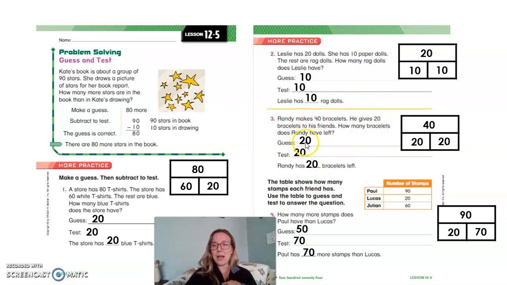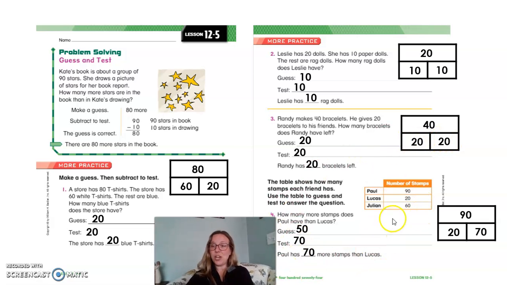Number 3, my guess was 20. If your guess was 20, awesome. If it was different than 20, that's okay because it's your guess. Now for your test and your answer, you should have had 20. So I got that one correct as well because the parts would be 20 plus 20 and the whole would be 40. So 40 minus 20 would be 20.